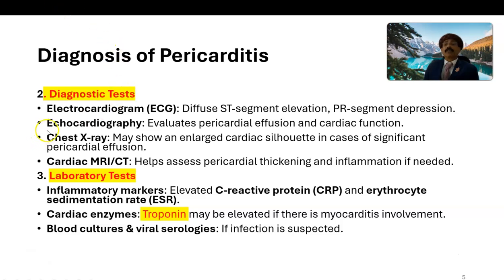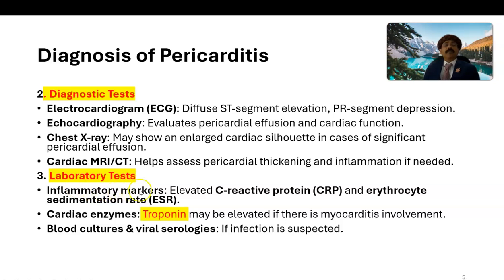We have some diagnostic tests for diagnosis, like the electrocardiogram. It is important to remember diffuse ST segment elevation and PR segment depression. Echocardiography evaluates pericardial effusion and cardiac function. Chest X-ray may show an enlarged cardiac silhouette in case of significant pericardial effusion. Cardiac MRI or CT helps assess pericardial thickening and inflammation if needed.